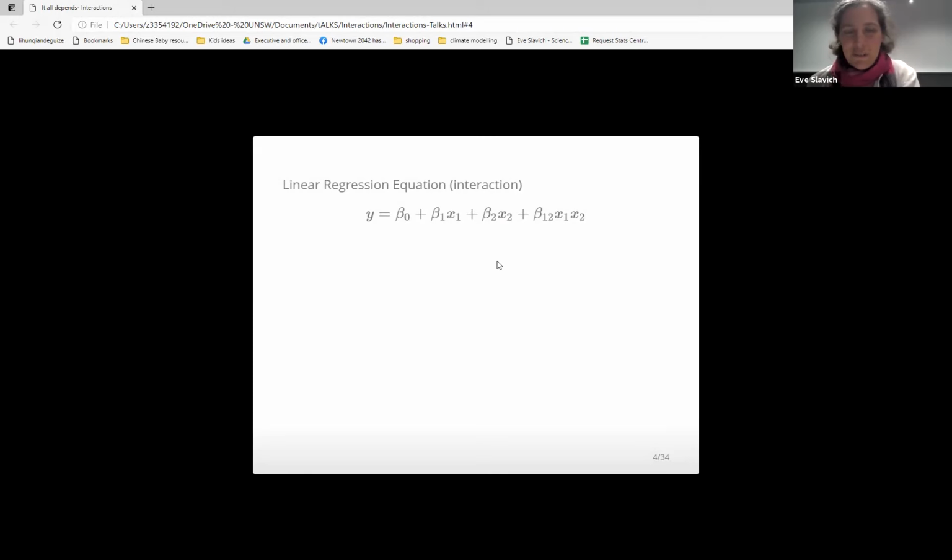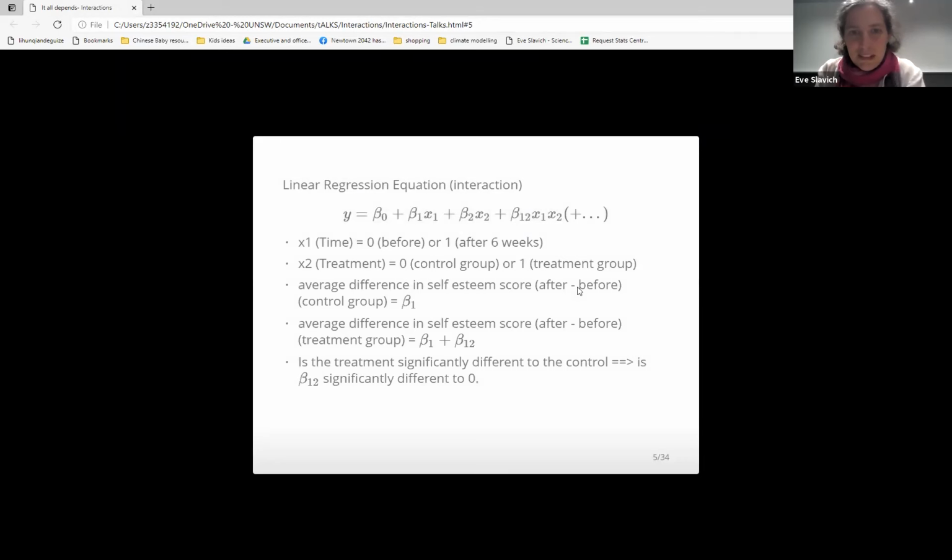Hopefully there's not a lot of formulas in this talk, but I do want to go through it. When you fit a linear regression with 2 variables and an interaction between them, you're fitting this equation. So you've got an intercept, beta1 is the effect of x1, beta2 is what they call the main effect of x2, and then beta1,2 is the interaction between them.